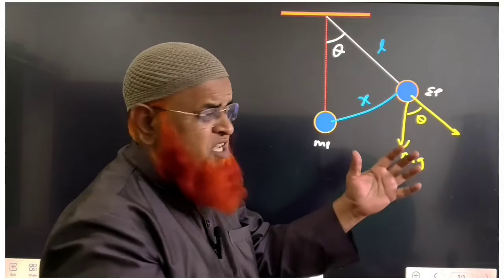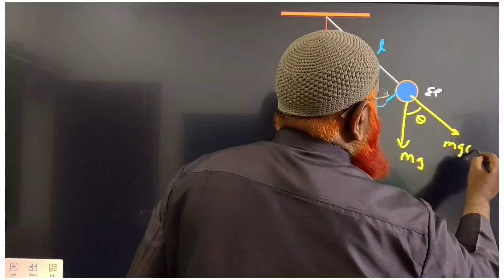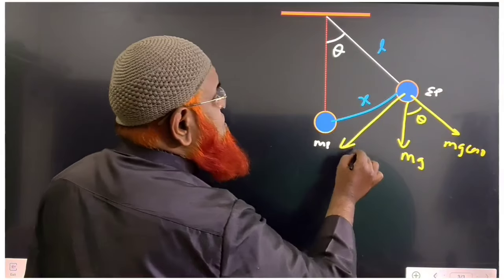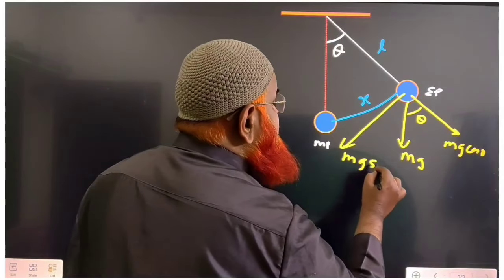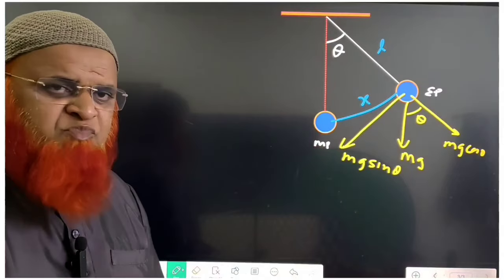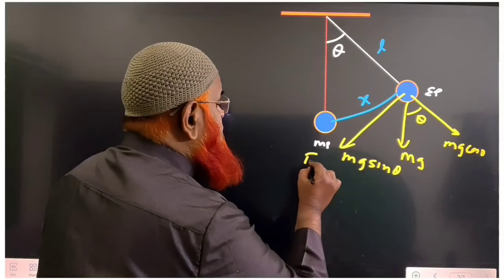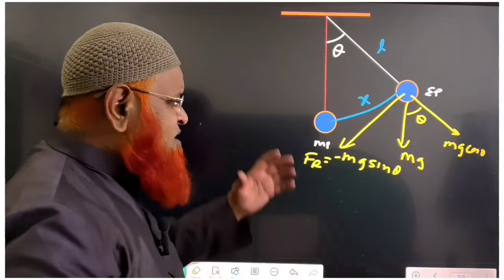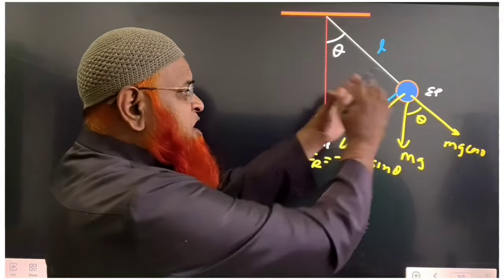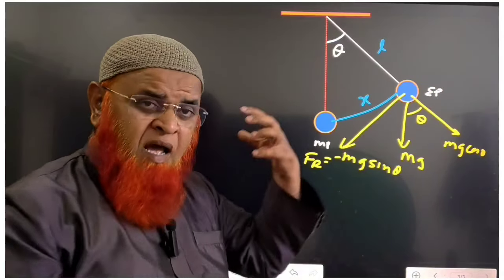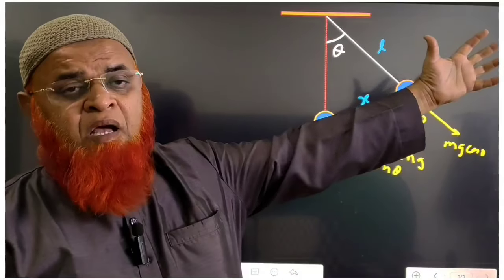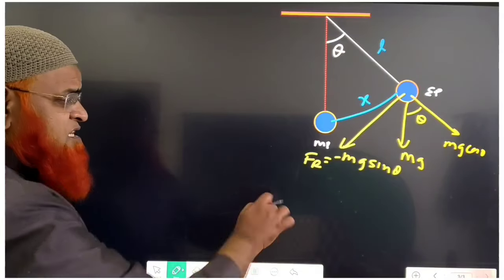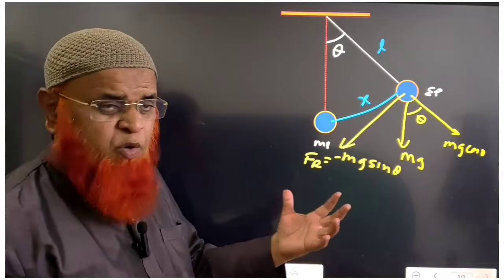These two lines are parallel, so these two angles are corresponding angles. Therefore, this is mg, this component is mg cos theta, and this force is mg sin theta, which is called the restoring force. Why is it called the restoring force? It is negative here because this is the force which brings the pendulum back from the extreme position to the mean position, whereas the motion is going from mean to extreme. So this is a reverse force acting.